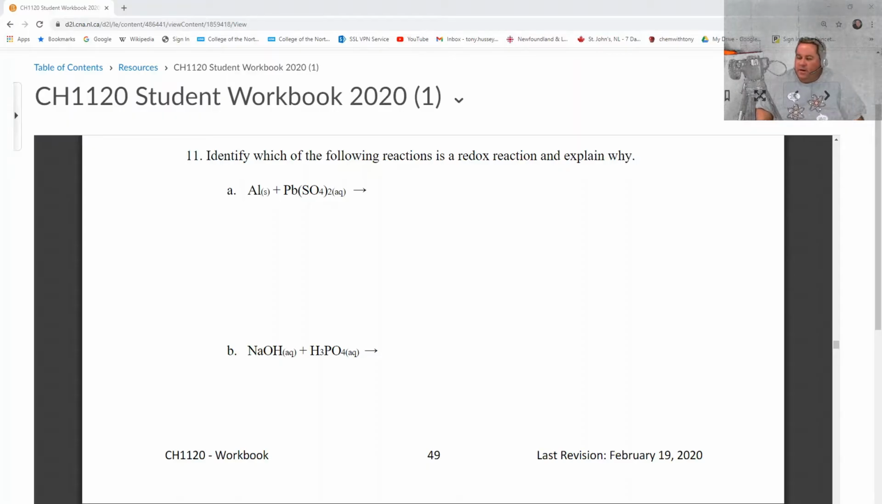Hi, I've written a question similar to number 11 in your workbook, Unit 5. And this is about completing a reaction and identifying it as being a redox or not a redox.